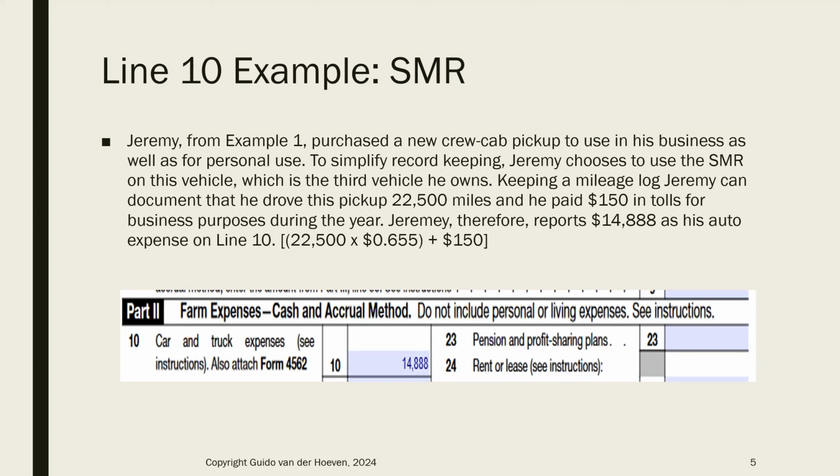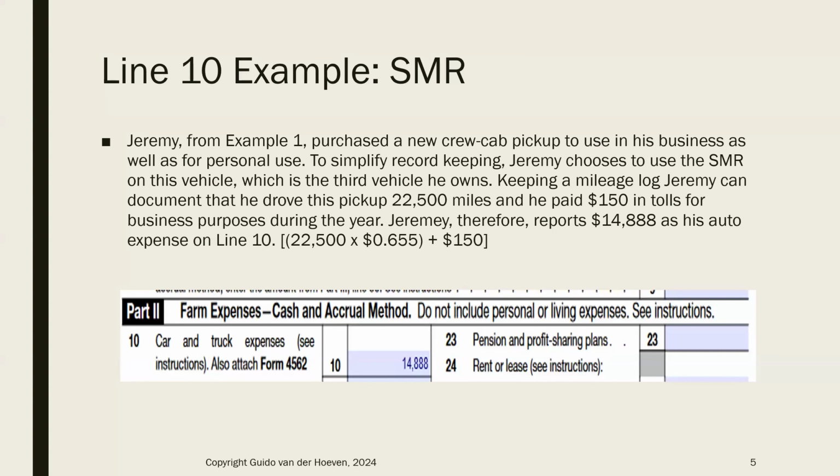You can use the standard mileage rate on each vehicle as long as you have 5 vehicles or less. If you have more than 5 vehicles that are being used in the business, then you're required to use actual expenses. So anyway, he keeps a mileage log. He documents that he has driven 22,500 miles for business. And he's also paid $150 in tolls for business purposes.